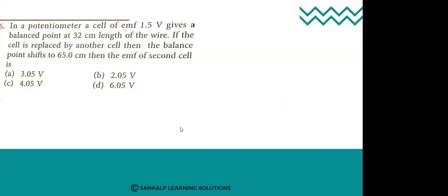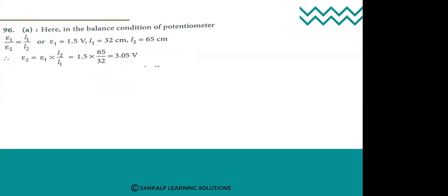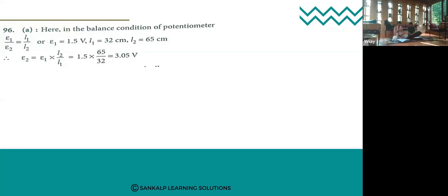Option B. Option B, let's see. Option A, see. E1 is equal to 1.5, L2 is equal to 65, L1 is 32, 3.05. Check whether there is a mistake in your calculation or this is wrong. So 65 by 32, if we do, it will be 2.03. 2.03 into 1.5 will be 3.04. Yes, ma'am. Yes, okay.